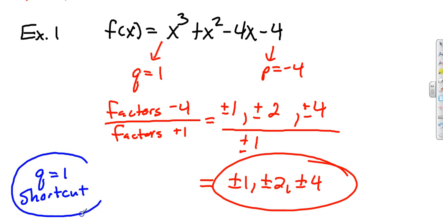Okay, so when q equals 1, you have a shortcut because basically it's going to be your p answers. It's all the factors of p because you're going to take everything and divide it by 1, which doesn't do anything, so it's just going to be plus or minus 1, plus or minus 2, plus or minus 4.